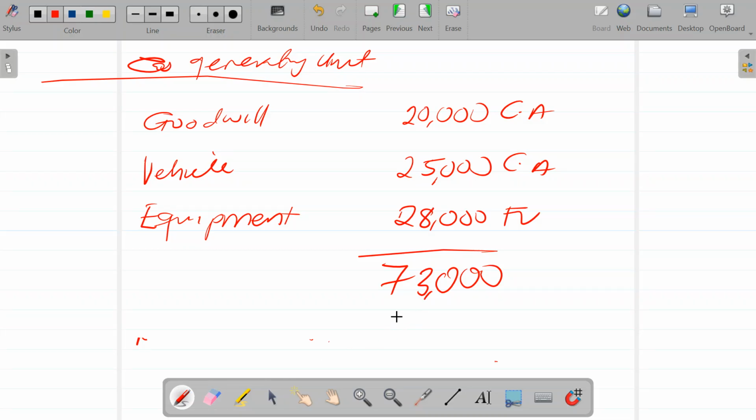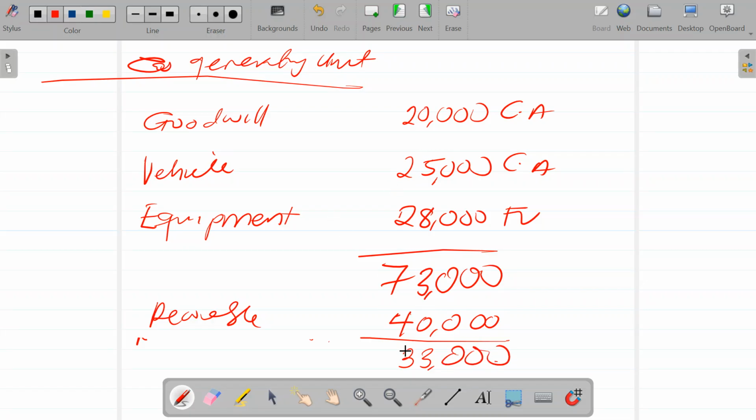Maybe this is 40,000. Okay, the recoverable amount is 40,000. So there's an impairment of how much? 73,000 minus 40,000, 33,000. Yes. So this is the impairment loss.